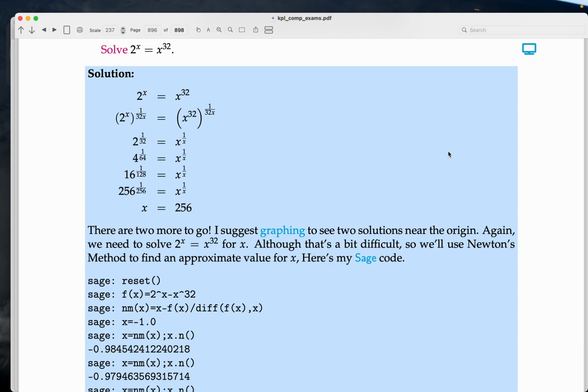Again, it's an interesting question: 2 to the x equals x to the 32. We did it by paper and pencil and got an answer of 256. We did look at the graph, and our graph indicates there are 3 points of intersection.